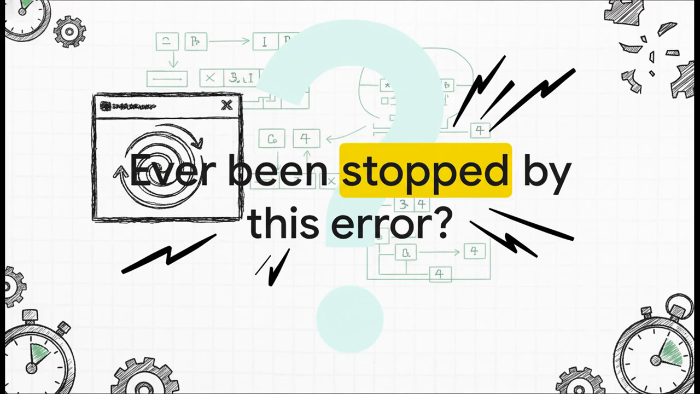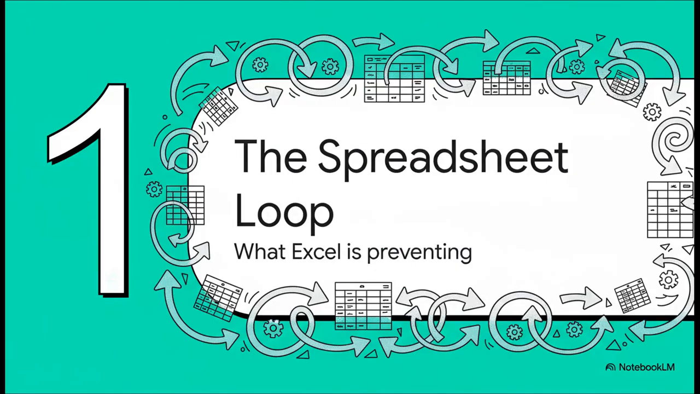It's a real momentum killer, but don't worry. Understanding what it actually means is the first step to taking back control. So, what's actually happening behind the scenes here? Well, to get a handle on the error, you gotta understand what Excel is trying to protect you from. Basically, it's what we can call a spreadsheet loop.